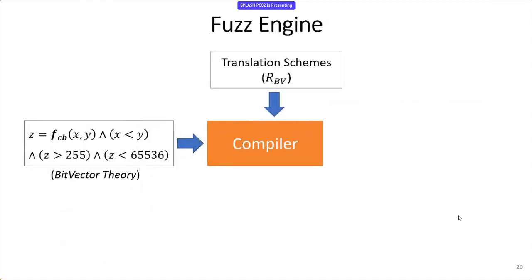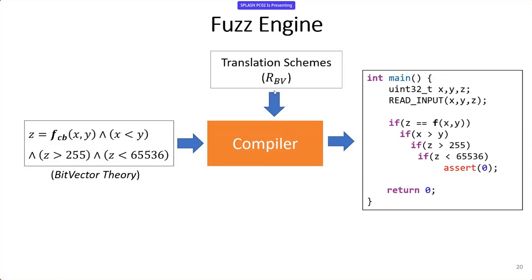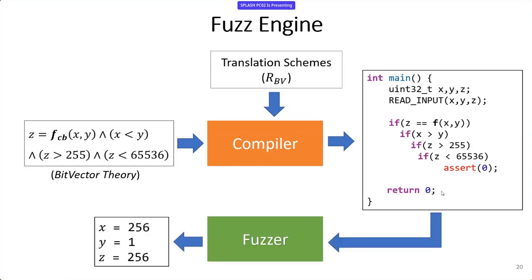So I'm now going to walk you over the internal structure of this fuzz engine. The fuzz engine takes the constraint encoded in some theory, in this case a bit vector, and we also provide some translation schemes such that the compiler in the fuzz engine translates it down into some program, in this case, let's say C code. Now you can see that a crashing input for the C code is nothing but a satisfiable solution of this input formula. So we give the C code to the fuzzer and try to find a crashing input, which satisfies this constraint.